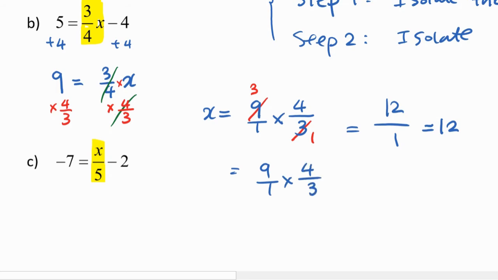If this is confusing, you just do it as we did before. So 9 times 4 equals 36. 1 times 3 is 3. 36 divided by 3 is 12. Alright? So either way, you can find the answer, which is 12.